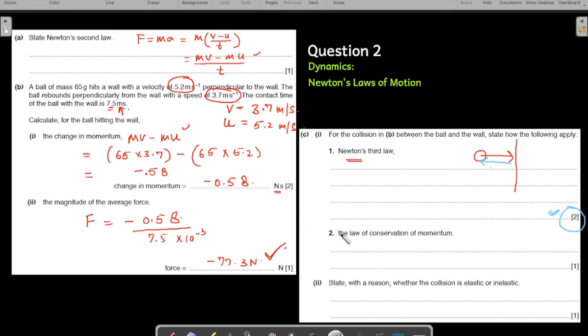Now the second part, the law of conservation of momentum. In this particular case, how do you explain it? Total momentum before the collision is equal to total momentum after the collision. Say that the momentum of the ball, let me write it again.